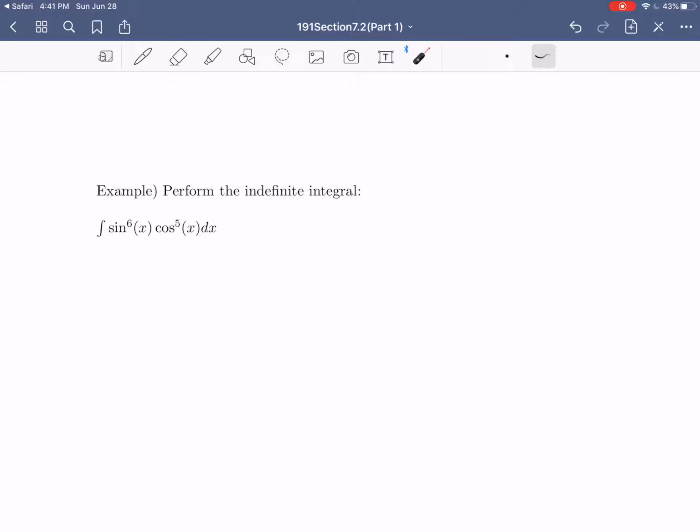Okay, so let's try to go ahead and perform this indefinite integral. Sine to the 6x cosine to the 5th x dx. Do we have an odd exponent? Yep, we do, right? We can see that there's our cosine to the 5th, so there's our odd exponent. So we know that we should save one from here and then convert the rest. So we should rewrite this as sine to the 6x, cosine to the 4th x, cosine x dx.